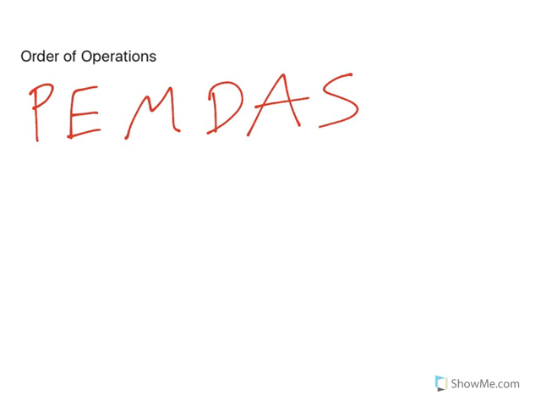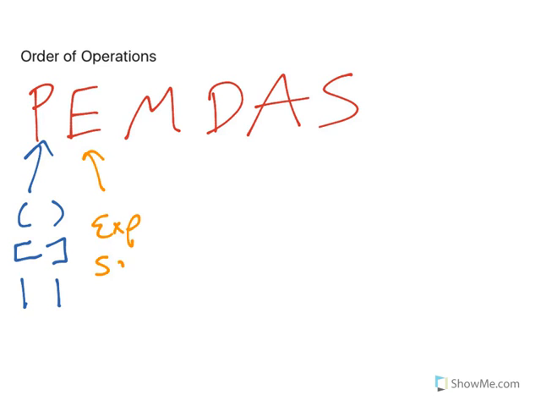Here's a little refresher on order of operations. So you might have learned back in the day that order of operations follows what we call PEMDAS, or please excuse my dear Aunt Sally, where the P stands for parentheses, brackets, any kind of grouping symbol. E stands for exponents, which also includes square roots.